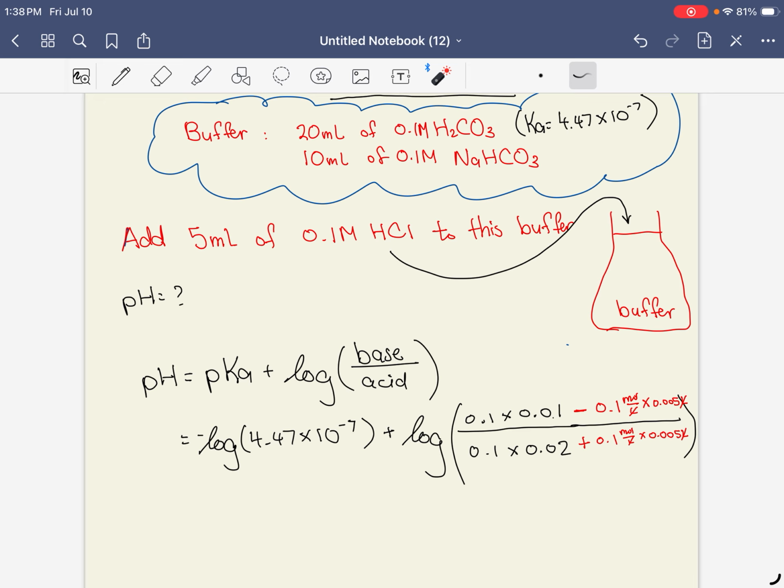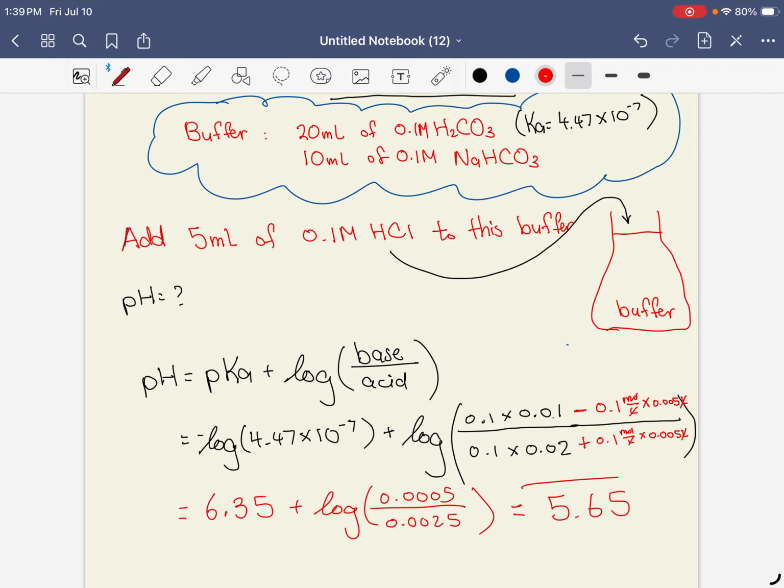So my original mole of my buffer's base minus the mole of acid I am adding, and the original mole of my weak acid added to whatever mole of acid I'm adding. Okay? Now, once you do that, you're going to have 6.35 plus log of 0.0005 divided by 0.0025, and your answer here is going to be 5.65.